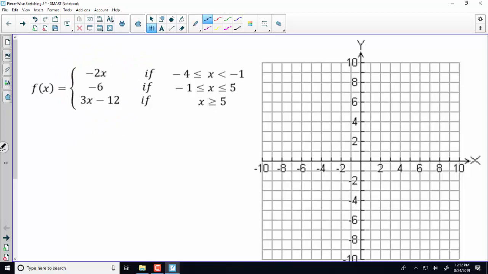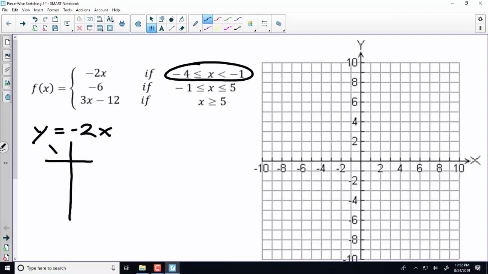We've got the first piece, y equals negative 2x. It is confined between negative 4 and negative 1. So let's just plug a negative 4 and a negative 1 in and get 2 points, the end points of this piece. Negative 2 times negative 4 is 8, and negative 2 times negative 1 is 2. We're going to get an ordered pair at negative 4, 8 and negative 1, 2.